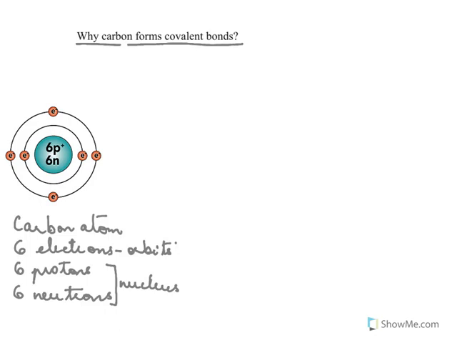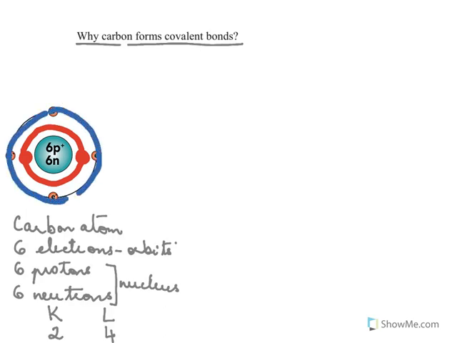And these electrons are arranged in a specific way. We have the K shell and we have the L shell. 2 electrons are in the K shell and 4 electrons are in the L shell. So this is the first shell, called the K shell, and it has 2 electrons. The next shell is the L shell, and it has 4 electrons in it. So the total becomes 6 electrons.